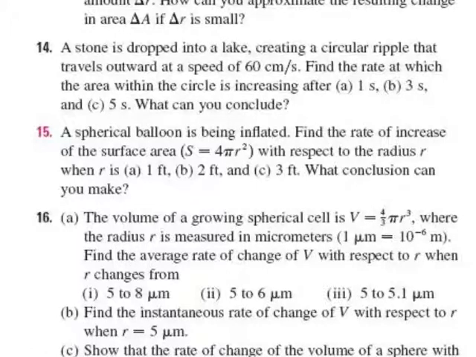I want to take a look at section 3.7, number 14 of Stewart's calculus textbook. It says a stone is dropped into a lake, creating a circular ripple that travels outward at a speed of 60 centimeters per second. Find the rate at which the area within the circle is increasing after 1 second, 3 seconds, 5 seconds. What can you conclude? Okay. So let's see if we can do that calculation.